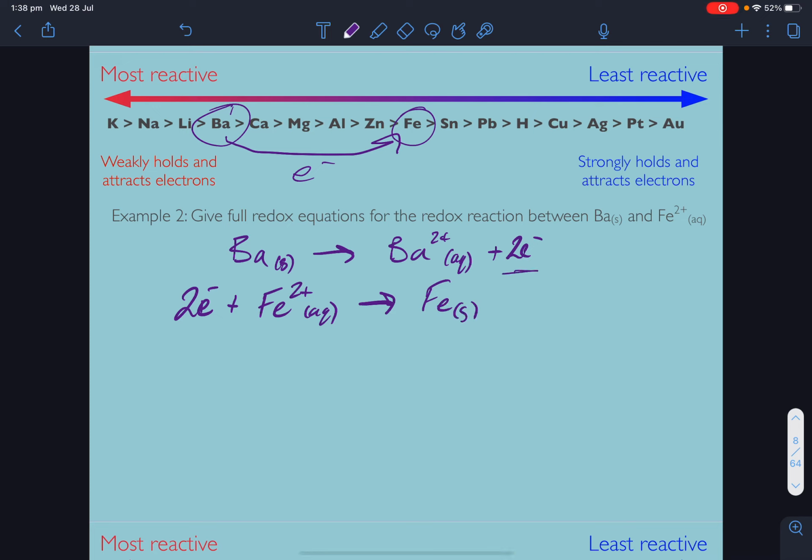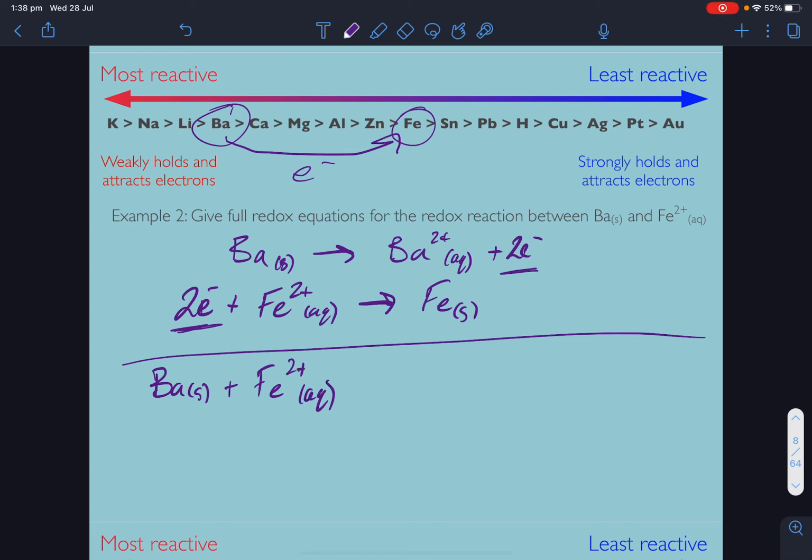Okay, we've got 2 electrons being given and 2 electrons being consumed. We can add these together without multiplying them. So barium solid plus iron 2 plus, 2 electrons on each side. Let's not bother writing them down. Barium 2 plus aqueous plus our iron solid.